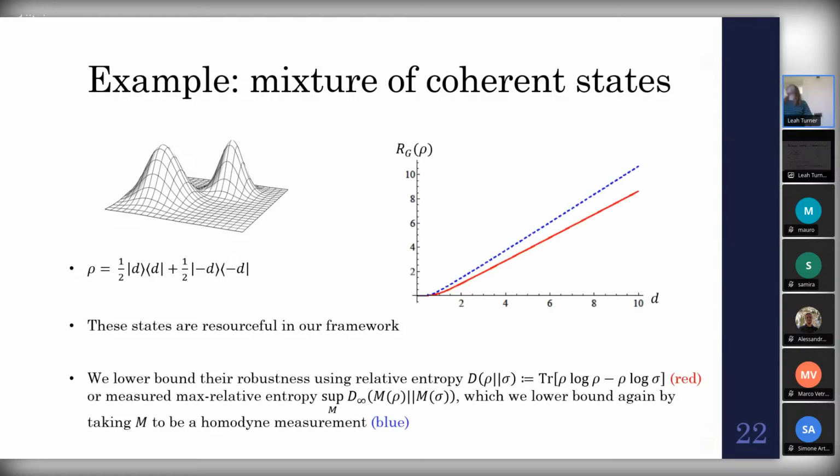And again, we use the link between robustness and relative entropies, and we can find some lower bounds on the state. So essentially, even though this state wouldn't be typically considered very useful, its robustness is still at least this function here that increases with the separation distance.